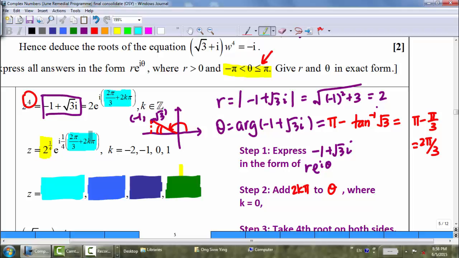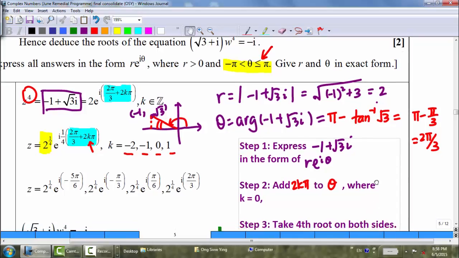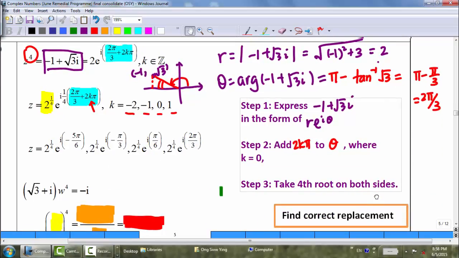Now usually it's sufficient to just stop here. But if they give you many marks for this part, then you may want to list down all the roots. In this case, you just substitute the values of k into here with -2, -1, 0, and 1. You will be able to list down all the 4 roots, as shown. So that will complete all the 3 steps.